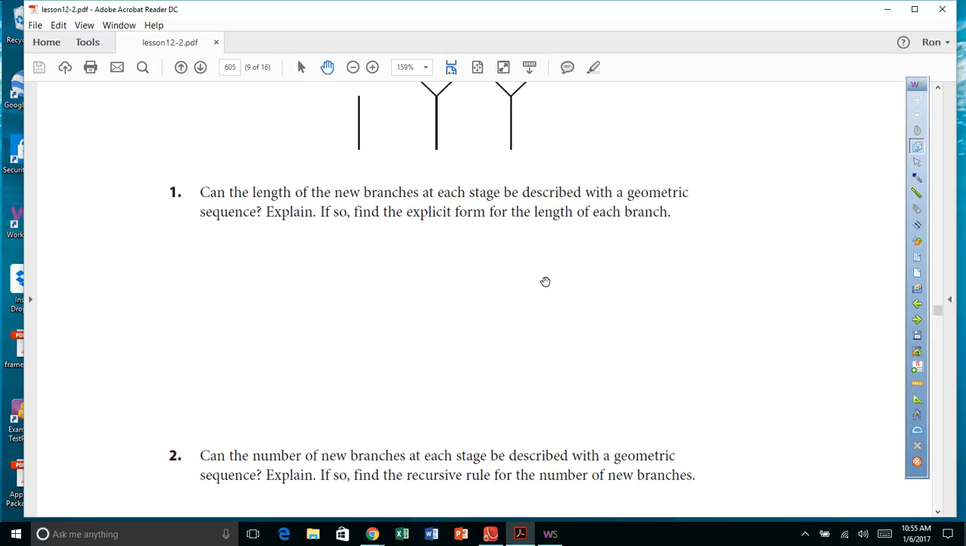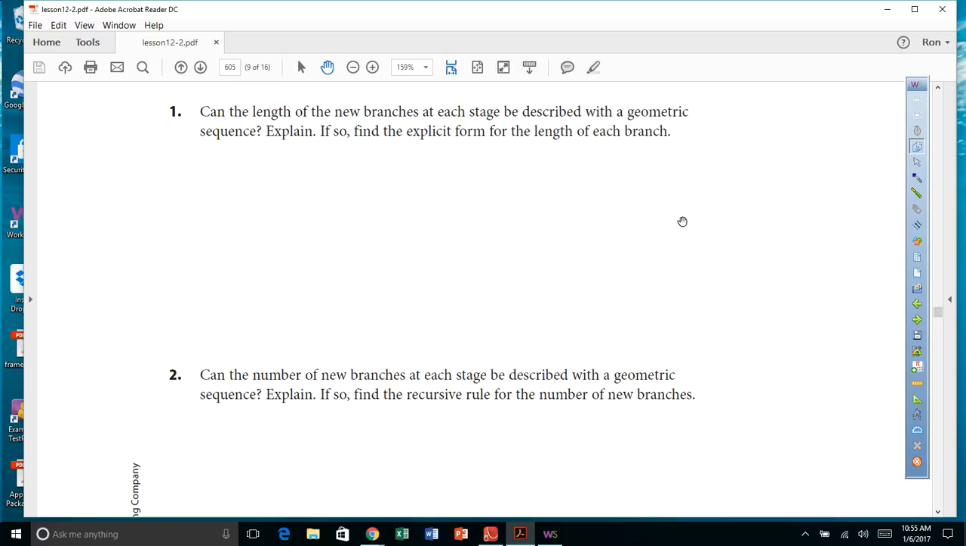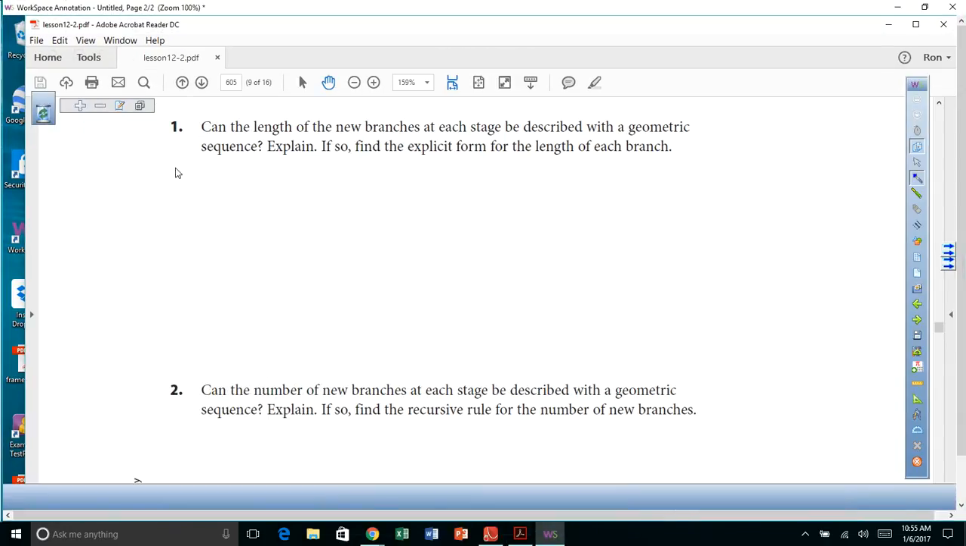Can the length of the new branches at each stage be described with a geometric sequence? Yes, they can. Explain. The sequence of the length of the new branches per stage have a common ratio relating them to the initial value. And this common ratio is r equals 1/3, since the new branches are 1/3 as long as the branches of the previous stage.